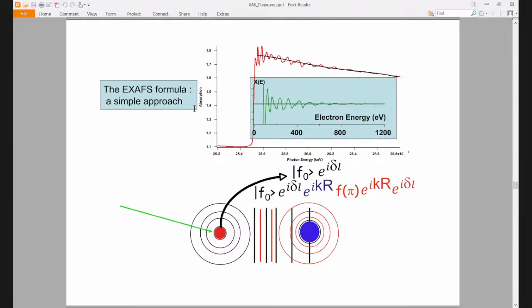I mean, it can be calculated, not numerically, with F. The expression can be given, I didn't give it to you, but it's well known. And then it comes back, in red, to the beginning, because it has to be calculated at the center. And going back to the center here, it suffers another phase shift, which is the same as this one. You understand, that's the model of Stern, Sayers, Lytle, in '72 almost.